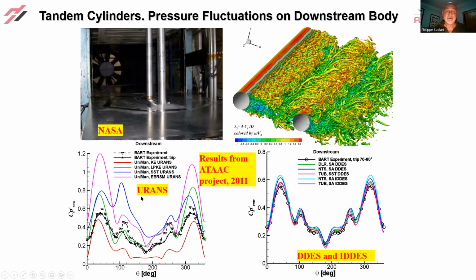Now, if you use URANS with different models, compare with the experiments, none of them give good results, and they're also very different depending on the model. In contrast with DES, the accuracy is much better, and you notice that this is quite a complex distribution. This is the root mean square pressure, and it's also very robust. It gives essentially the same answer with the SA or SST model and in different solvers. This was the result of a large European project that was, I think, very successful.